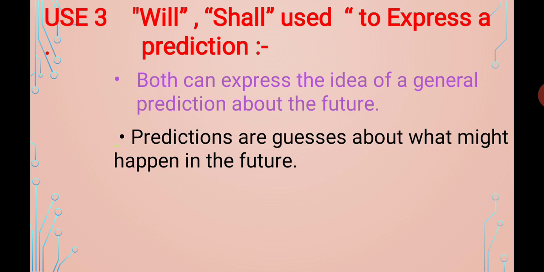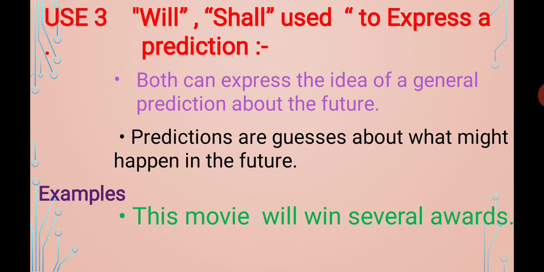At the time of a prediction, a guess about the future which may happen, we use will or shall. Let's see the example. This movie will win several awards. It is not present tense, it is not past tense, but the movie will win.